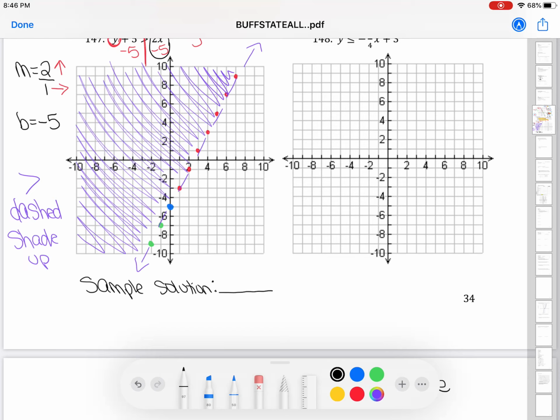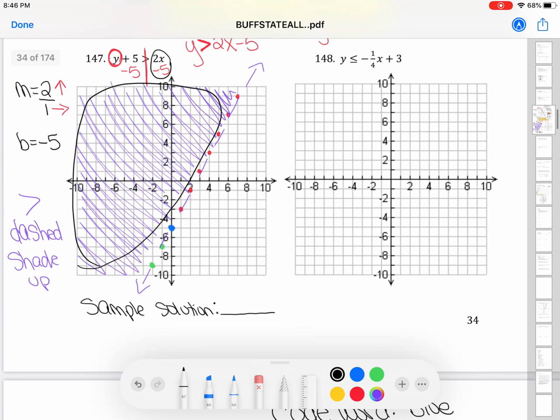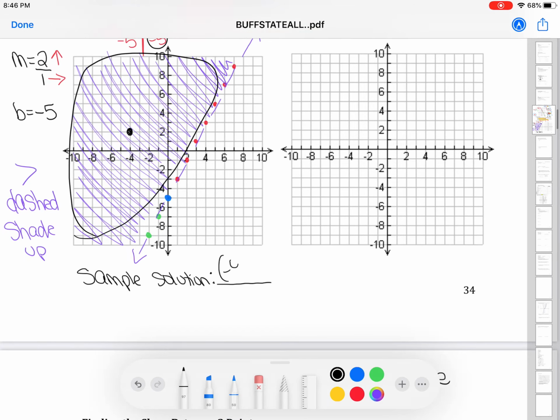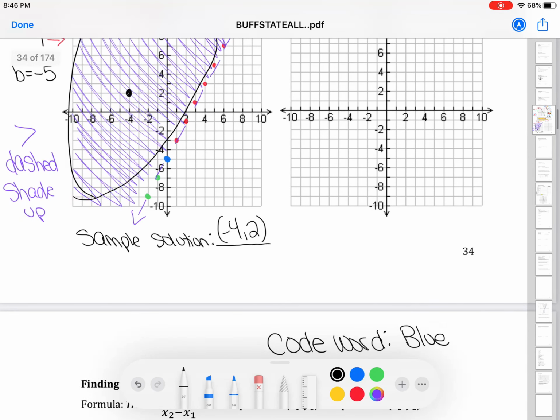Okay, so just a sample solution for this first graph we gave. All of your solutions are within the shaded area. And I'm going to redo my circle because I actually included the line and I don't want to include the line. Okay, so a sample solution for this one could be, I'm just going to pick this point right here, -4, +2 is my sample solution.